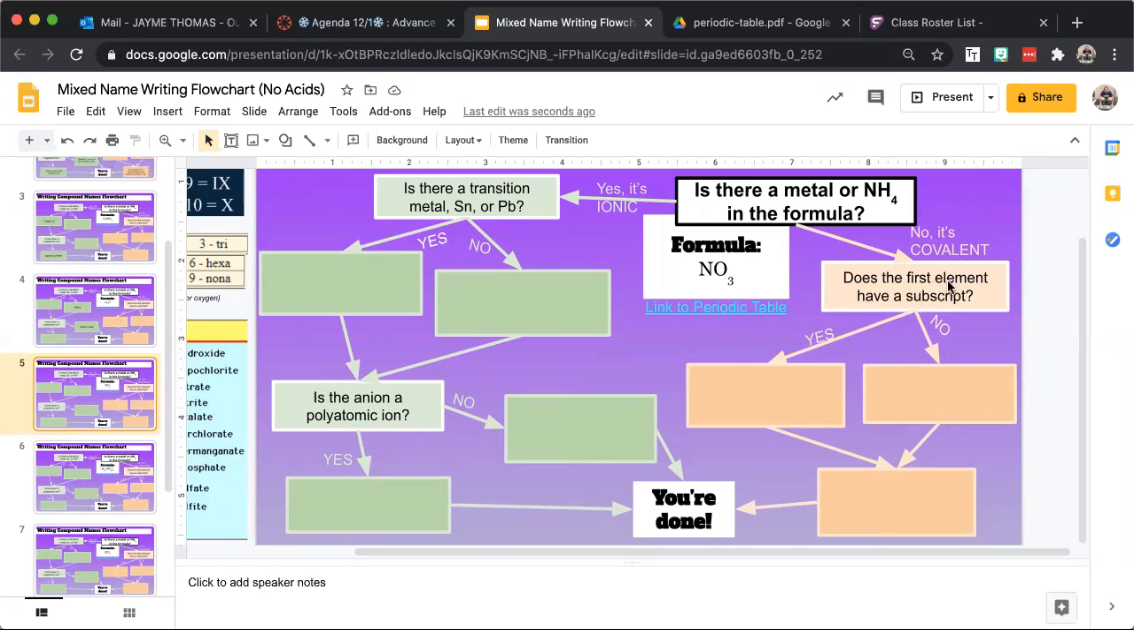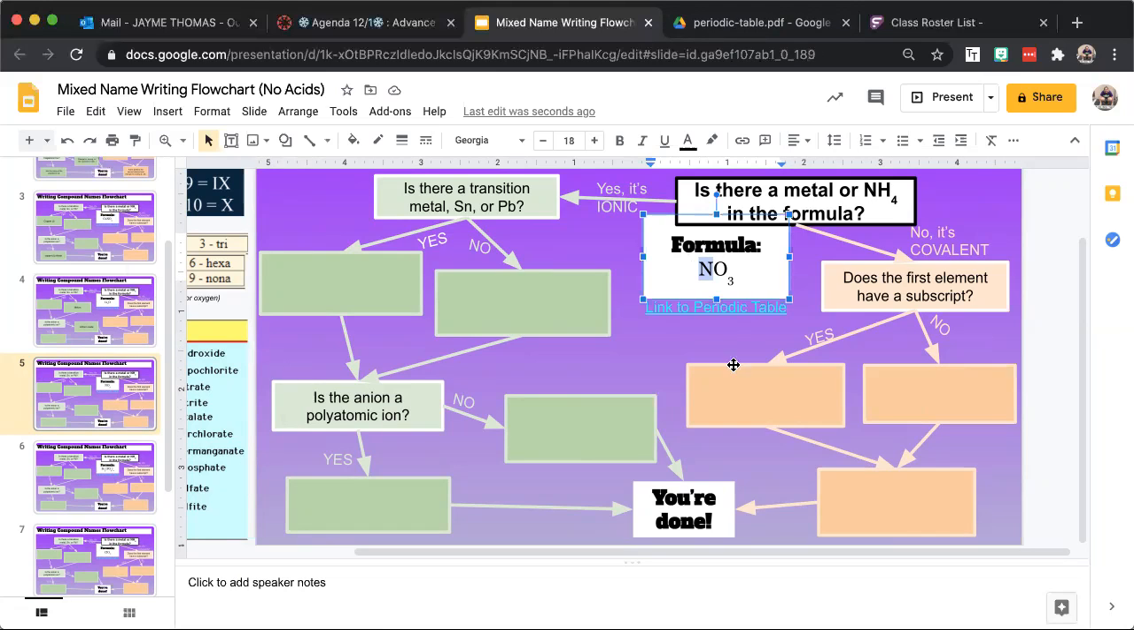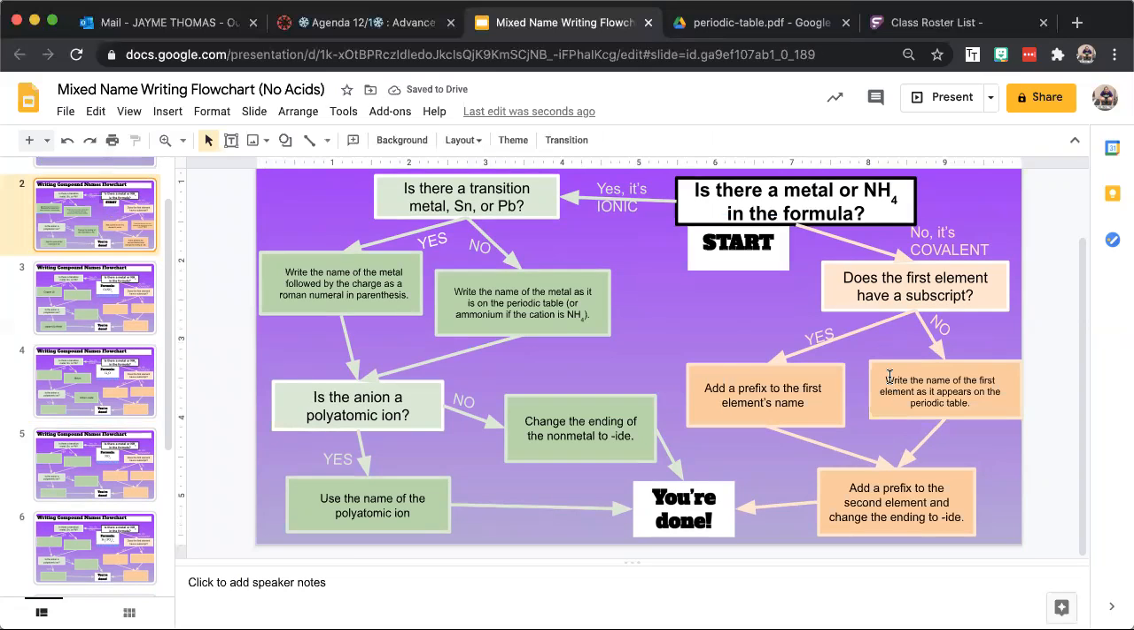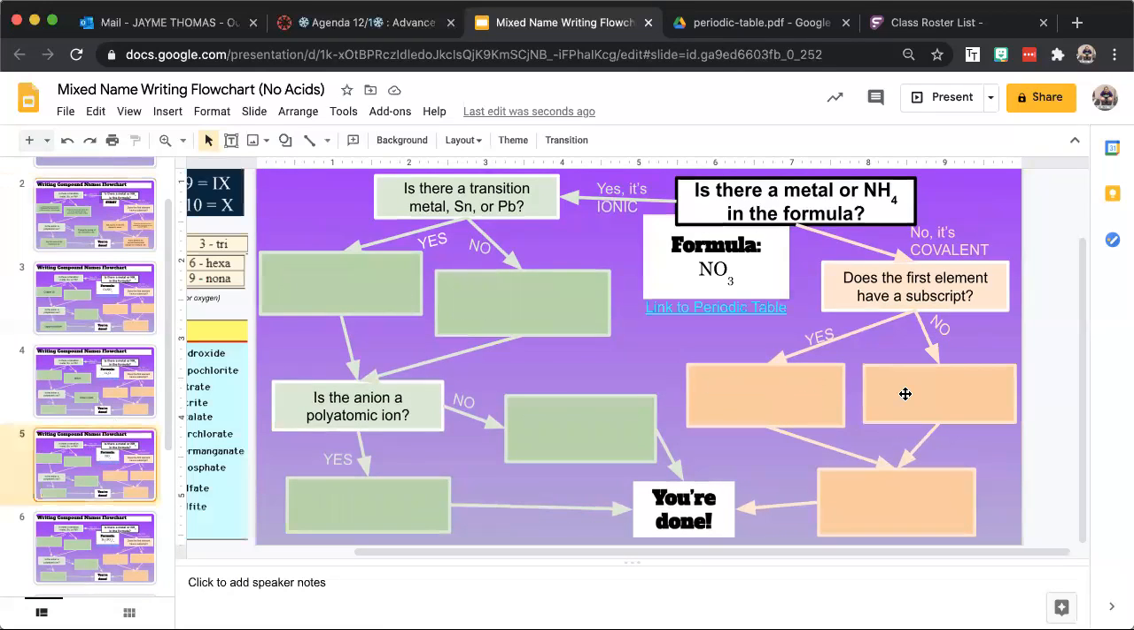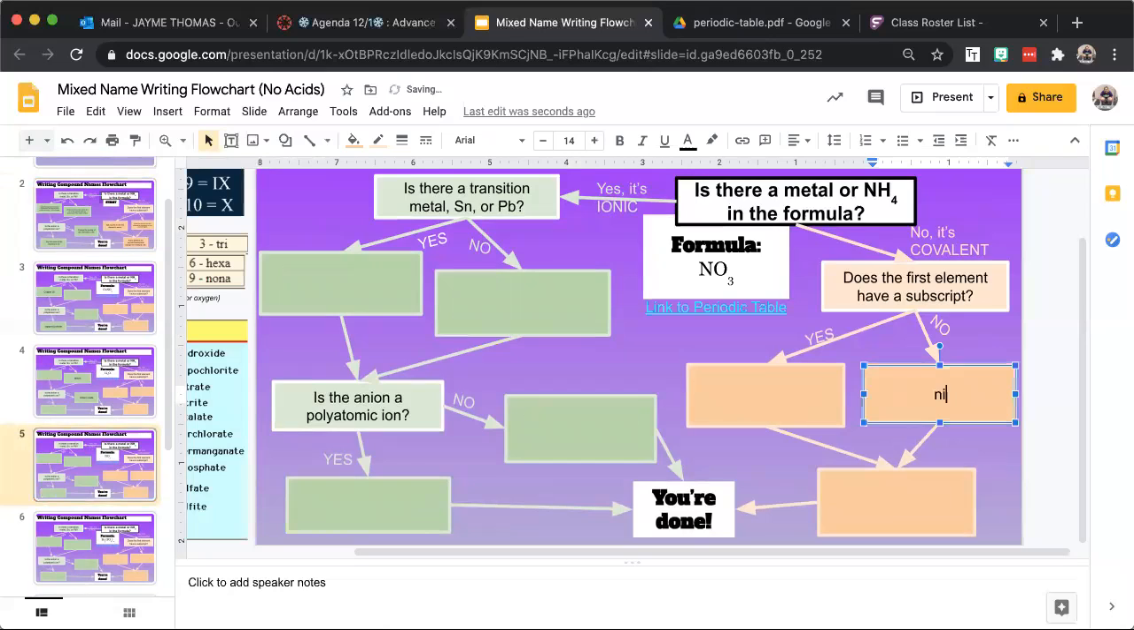So then the next question is, does the first element have a subscript? My first element is N. Does N have a subscript in this formula? It does not. Thank you, Layla. So if I go back up to our first box and look at what happens if we say no, then we just write the name of the element, that first element from the periodic table. We don't need to add any prefixes if there's no subscript on the first one. So we would just have the name for N, which is nitrogen.